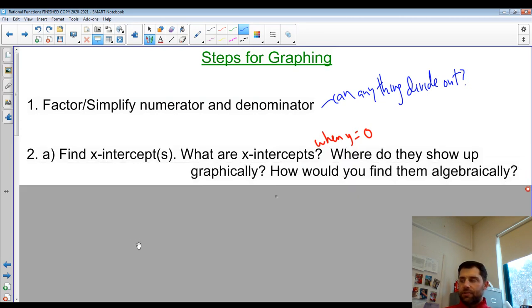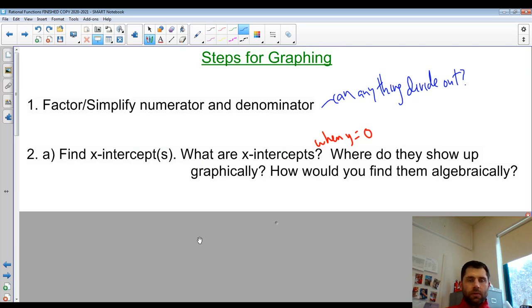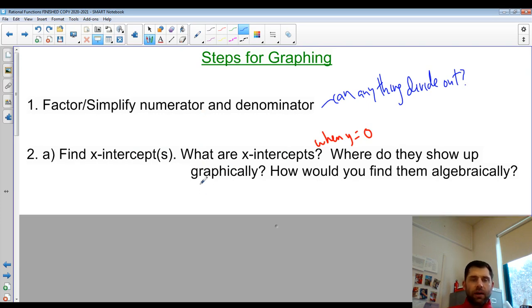The x-intercepts. So what are the x-intercepts? It's when y equals 0, when the output of my function is 0. So where do they show up graphically? They show up on the x-axis. That's where the roots, the x-intercepts, are. How would you find them algebraically? We want to make the output of our function equal 0.